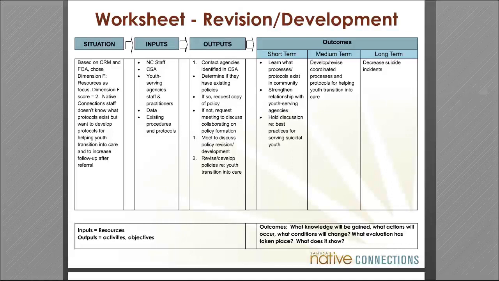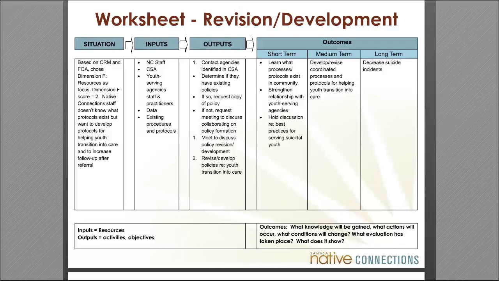Your outputs would be that you'll be contacting agencies identified in your CSA, good. You will determine if they have existing policies, that's good. If so, request a copy of their policy to look at. If not, request a meeting to discuss collaborating on that policy, a new policy formation, and meet to discuss policy revision and development. Then you'll revise and develop policies such as youth transition into care. So you're building a relationship as you're developing those policies, and you have to build that relationship because not always do people want to share their information.